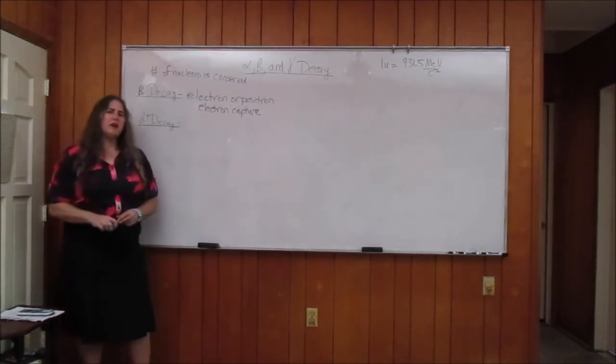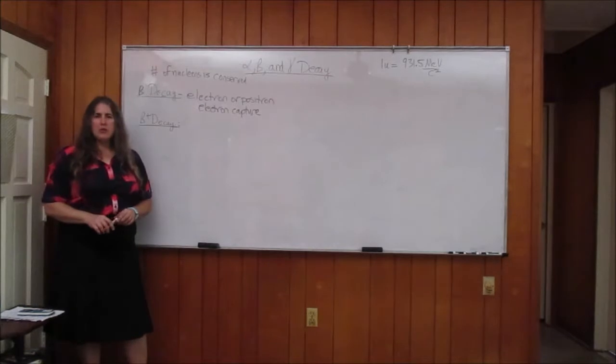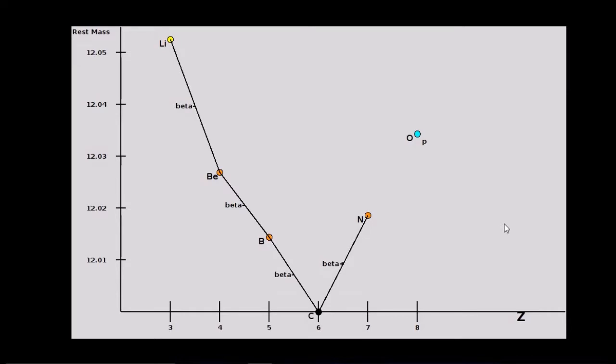So let's go back to that plot of the A equals 12 isobars. And this time we're going to look at the right-hand side of the graph. Let's now focus attention on the isobars to the right of carbon-12. Oxygen-12 emits a proton, and the daughter nucleus is not an A equals 12 isobar, rather it's nitrogen-11. Let's move to nitrogen-12, which does emit a positron, and the daughter nucleus is once again the stable nuclide carbon-12.